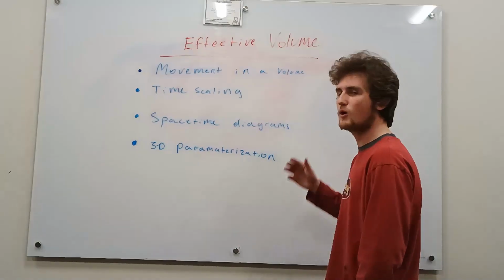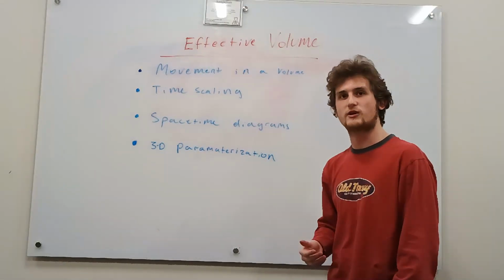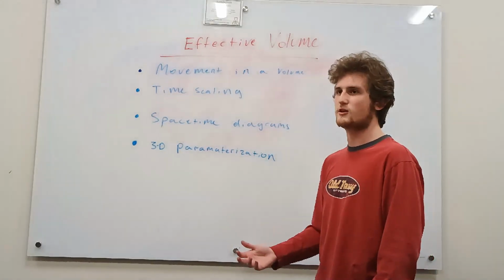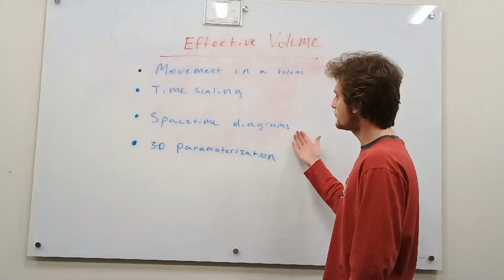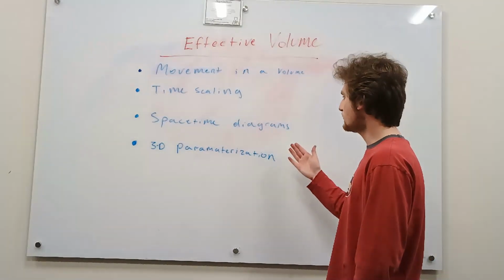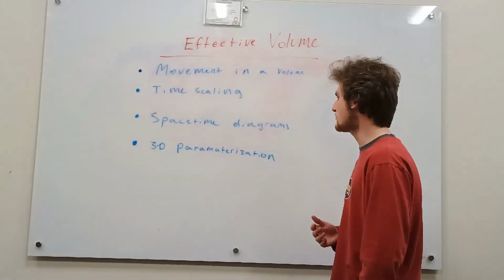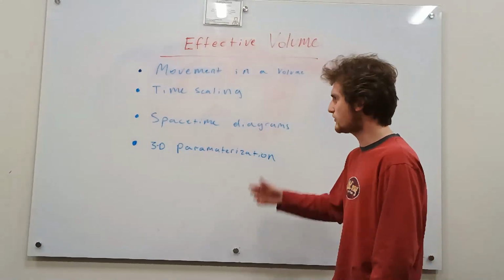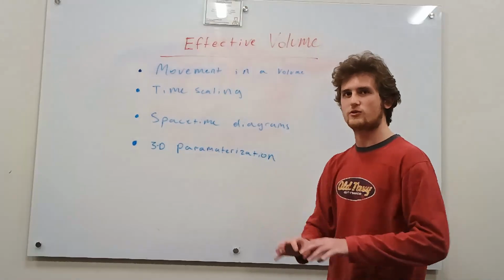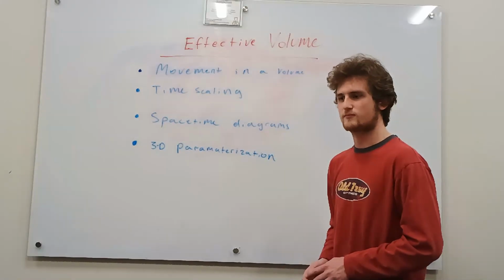Now, if you want to solve a problem to find what time scaling will lead to intersections and what time scaling will not, you can look at space-time diagrams of the motions. You must use the 3D parameterizations of these objects within these space-time diagrams in order to fully understand how the volumes of the motions will intersect.